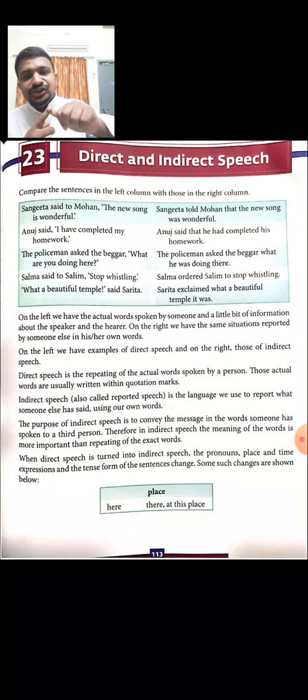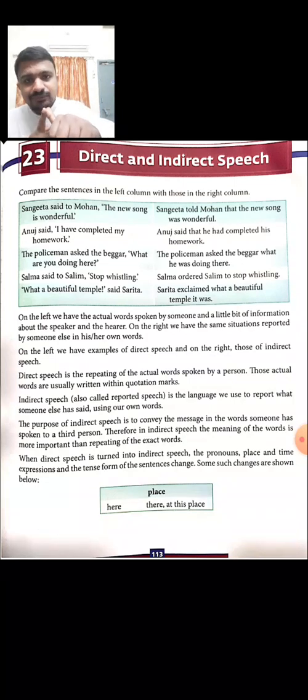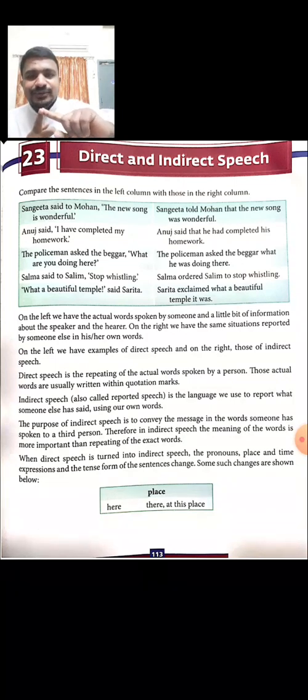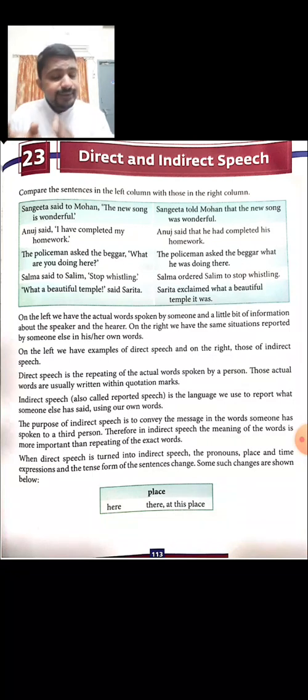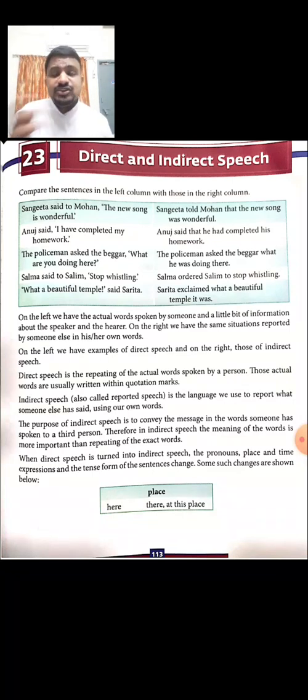So, what are the things we need to remember here? Reporting, our own words, someone has told. These things you need to remember. Now, look how the sentences in direct speech have been changed to indirect speech.